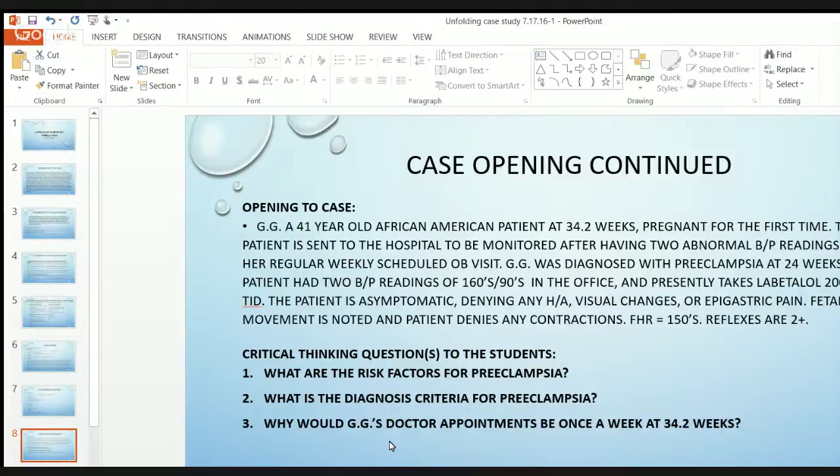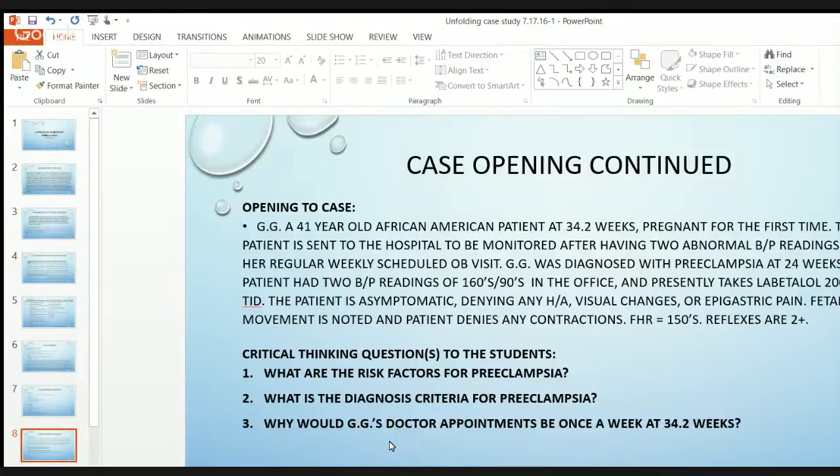When we look at this, the critical thinking questions I pose to the students are: what are the risk factors for preeclampsia? What is the diagnosis criteria for preeclampsia? And why would Gigi's doctor's appointments be once a week at 34.2 weeks?